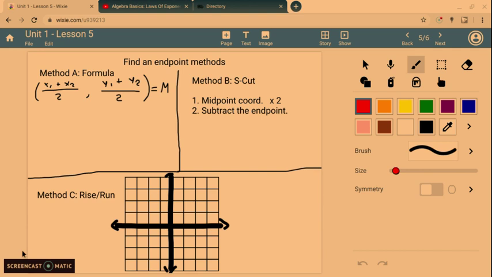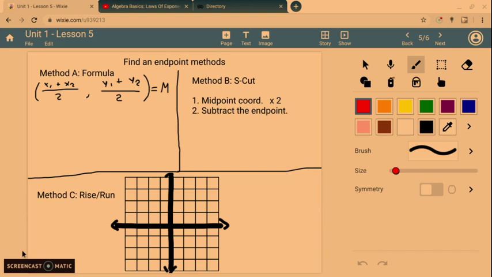Sorry about that. This is part 2 of lesson 5, or really just part B. And I'm showing you the endpoint methods of calculating endpoint. In this type of question, you'll know one of the endpoints, and you'll also know the midpoint.